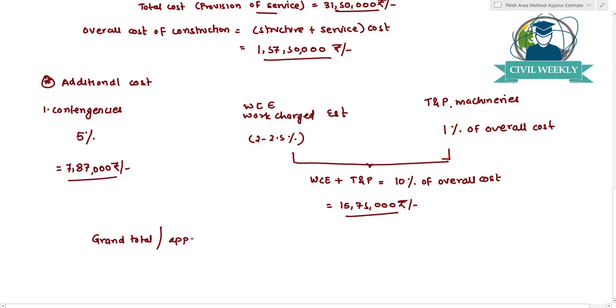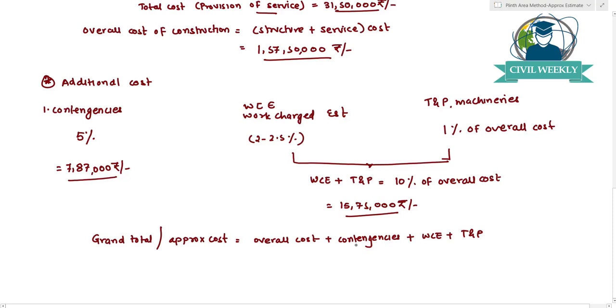So whenever we have to calculate the grand total or the approximate cost of a particular project, it will be the overall cost plus all this additional cost which is required for contingencies plus work charge establishment plus tools and plants and machineries. So overall cost will involve the cost of construction of the structure plus the cost of construction of these services. So overall cost will give us everything.